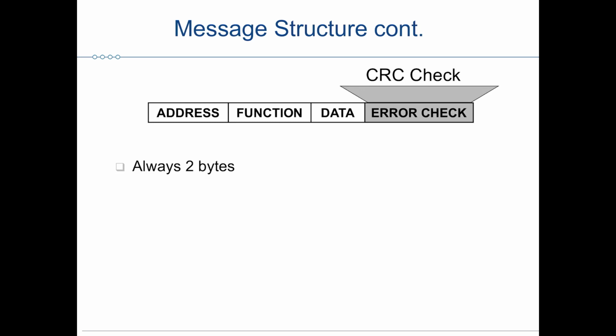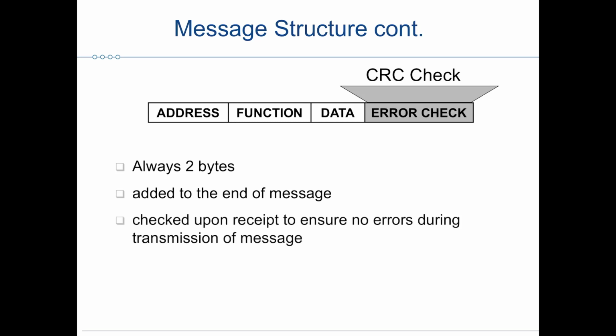So then lastly we have our CRC. It's always a 2-byte value. It's called cyclic redundancy code. It ends every message. It doesn't matter what the size of the message is. At the end of every message is a 2-byte CRC, whether it be a request or a response. And it's checked upon receipt.